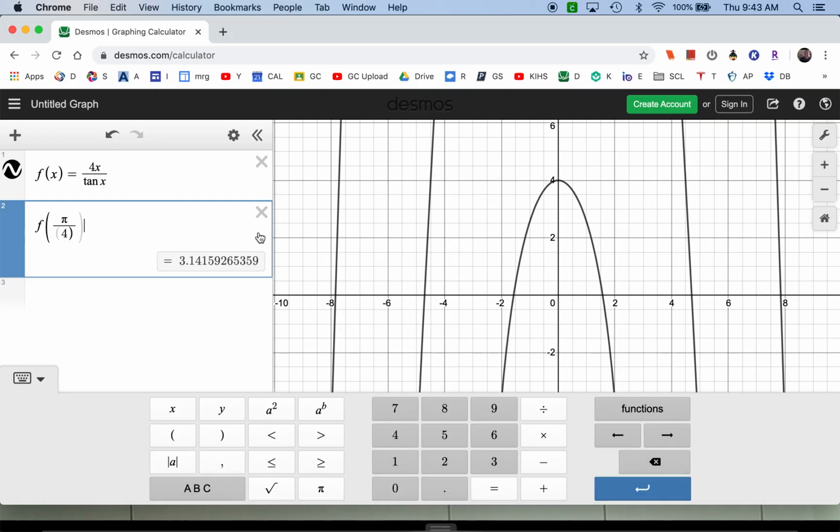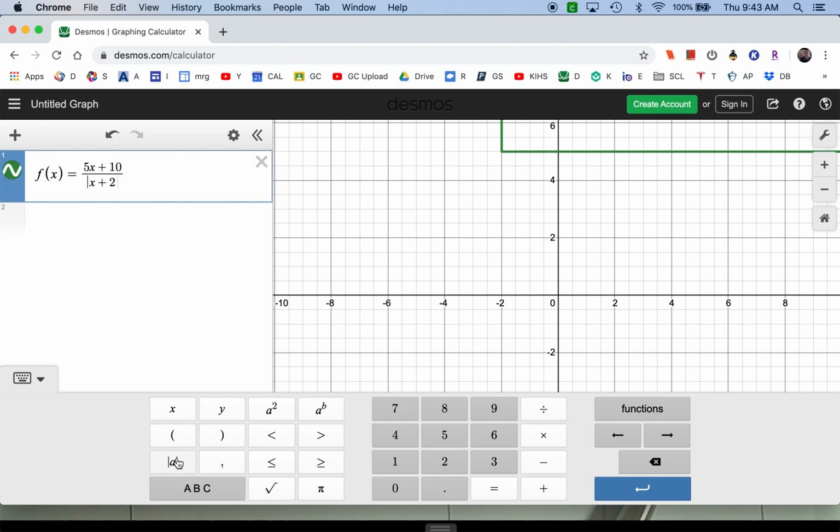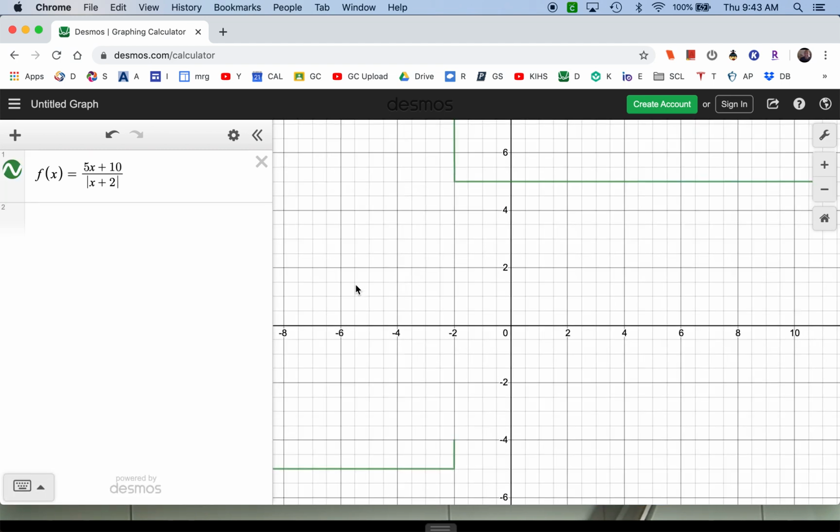So I'm going to go to my graph, and I'm going to type that in. So I'm going to type in f of x equals, and it's rational, 5x plus 10, and then in the denominator is absolute value of x plus 2. And I want to know what's happening at -2.